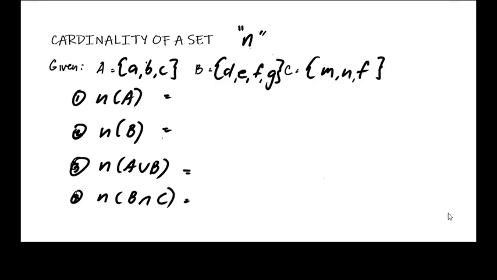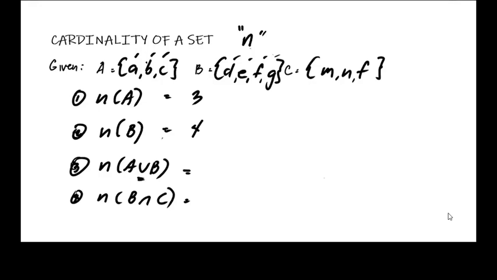So, counting lang tayo dito. So, we have 1, 2, 3. Therefore, number 1 is 3 dahil mayroong tatlong elements yung set A. Number 2, what is the cardinality of set B? So, count natin. 1, 2, 3, 4. So, the answer is 4. Diba? It's very simple. Ito lang yung challenging yung 3 tsaka 4.